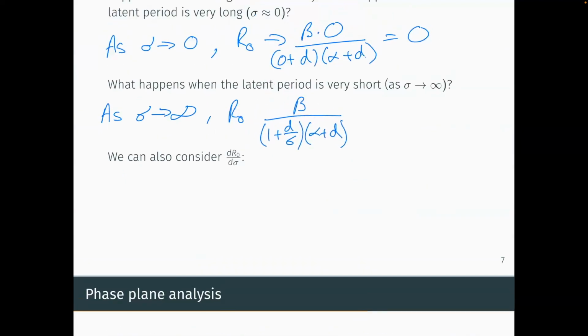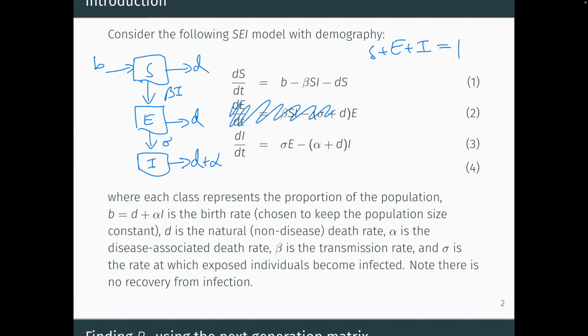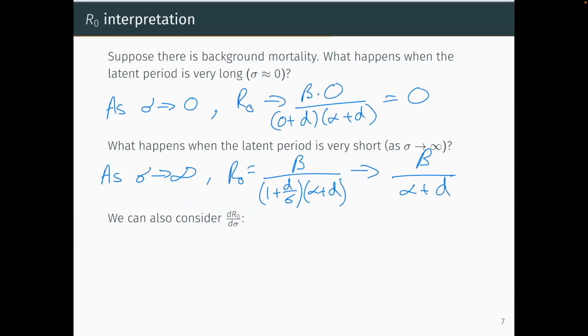So my R naught is going to equal this. That's true in general. And then what happens as sigma tends towards infinity? Well, this coefficient is going to tend towards 1, because d over sigma is going to tend towards 0. So R naught is going to tend towards beta over alpha plus d. And this is what we would get if we go all the way back to the beginning and didn't have this exposed class here, right? If we just had beta SI here, and we worked out our R naught in this case, it would be beta over alpha plus d. And so the two things match up, right? If we have a very, very short latent period, the model is well approximated by removing that latent period entirely. And we basically get our R naught in the limit of that just SI model.